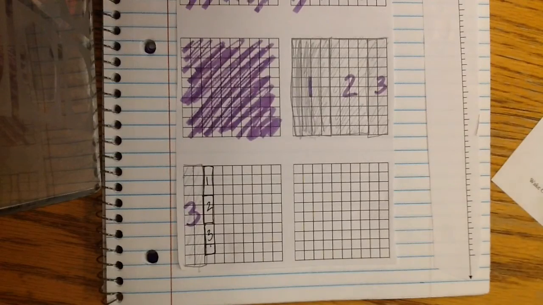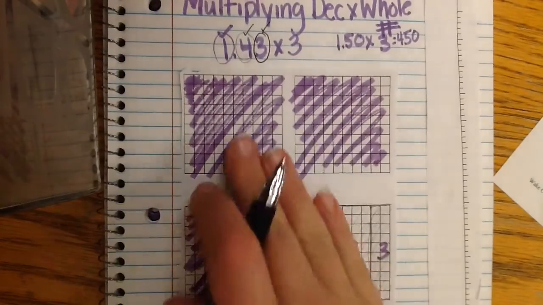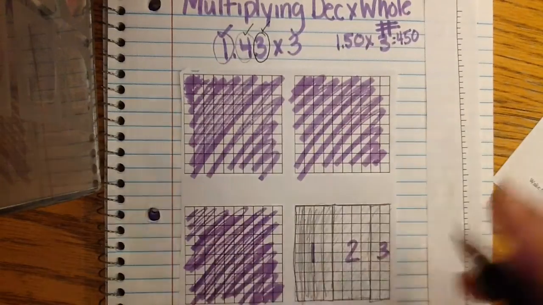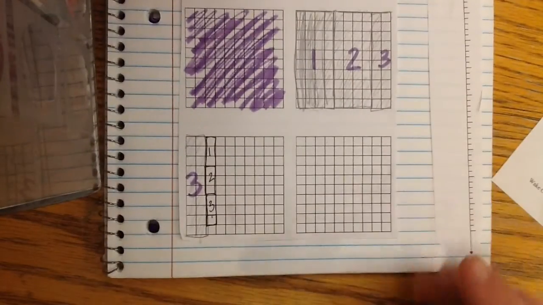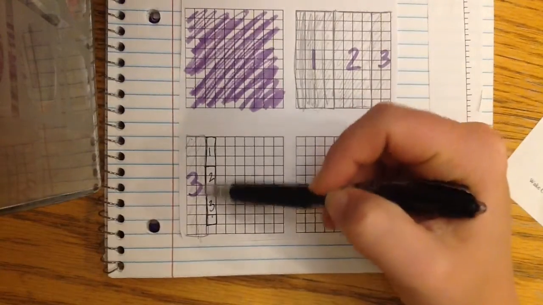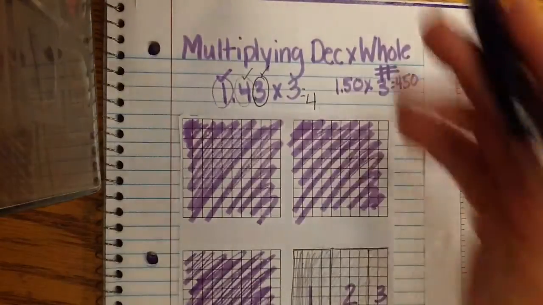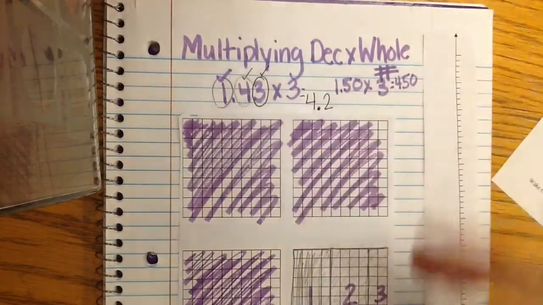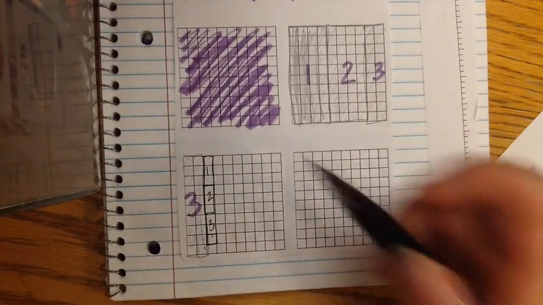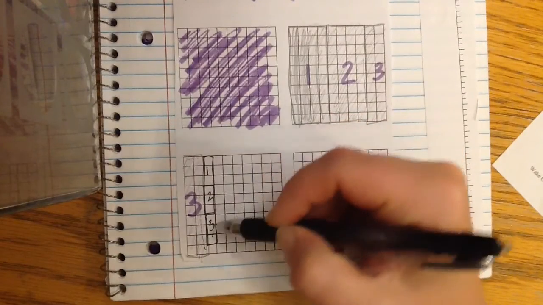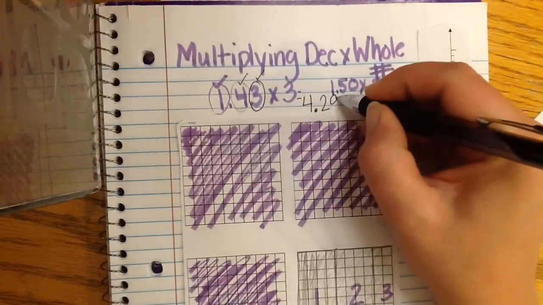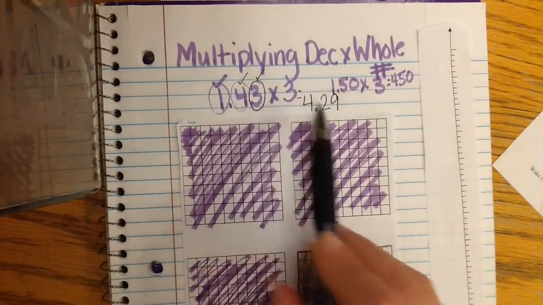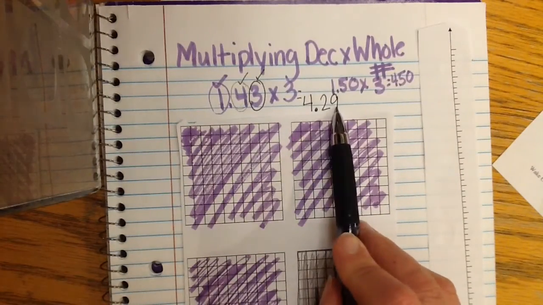How many wholes do I have completely shaded in? 1, 2, 3, 4. 4 wholes shaded in. And how many rods do I have shaded in? 1, 2 rods completely shaded in. How many units do I have shaded in? 3, 6, 9, because I have one missing. 9 hundredths. So my answer to this problem was 4 and 29 hundredths.